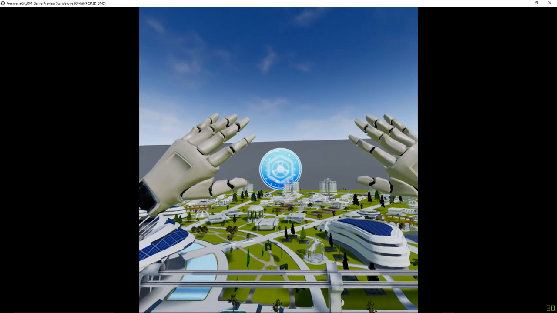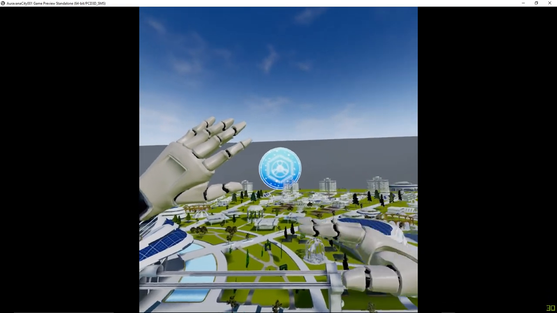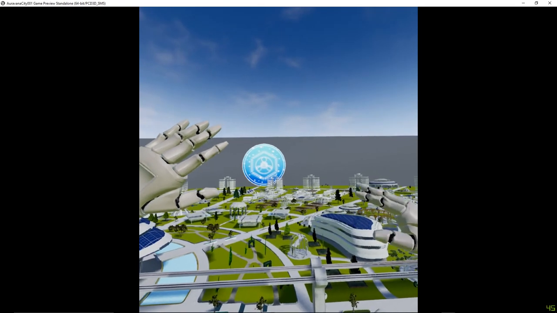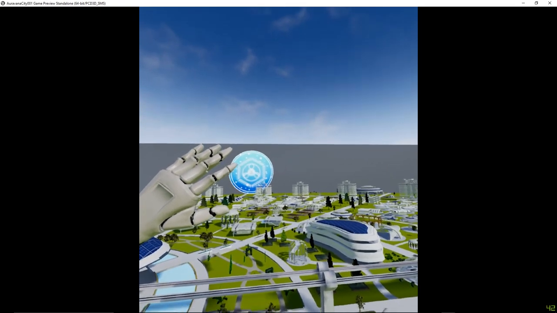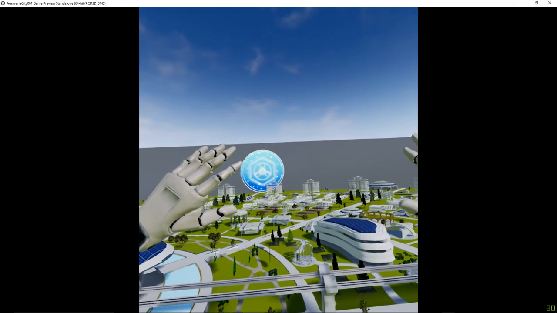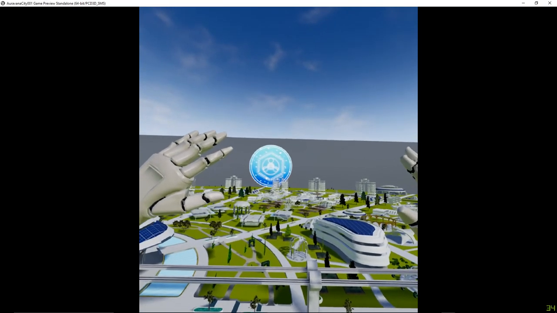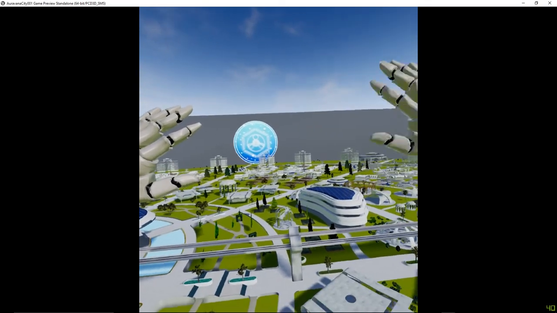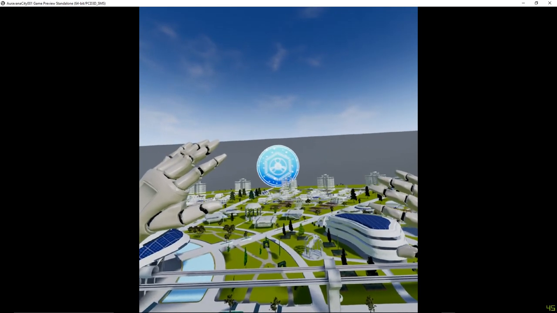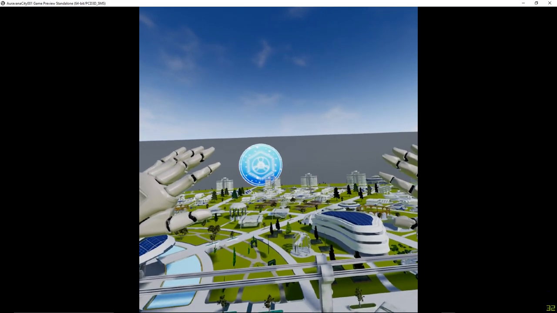I'm presently in Unreal Engine 4. I also have another video of this city at real world scale. Wow, there's thunder in the background here in the real world. But in the virtual world here, I'm in Unreal Engine 4. And as I was saying, I created another version of this city in Autodesk Stingray.